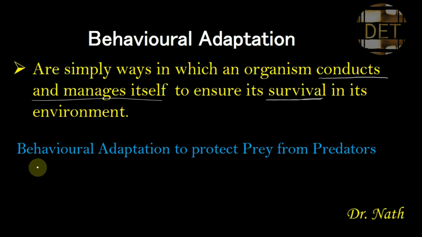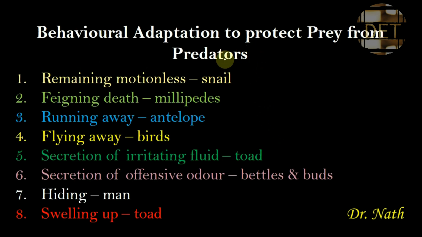And in this video, we're looking at behavioral adaptation to protect prey from predators. So we're simply talking of how a prey will behave in order for it to protect itself from a predator, which is an organism that will devour it. So here are examples of behavioral adaptation to protect prey from predators.